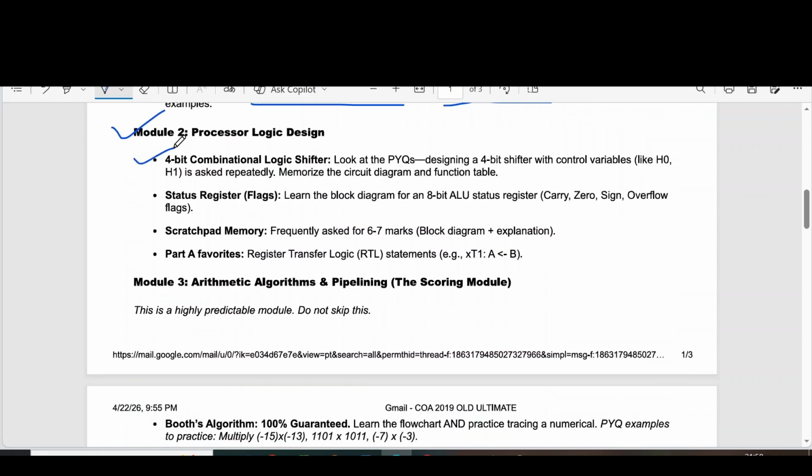First question is 4-bit combinational logic shifter. Designing a 4-bit shifter with control variables like H0, H1. Memorize the circuit diagram and function table. Second question is status register. Learn the block diagram for an 8-bit ALU status register. Then third question is scratchpad memory, block diagram and explanation. Part A questions are register transfer logic.